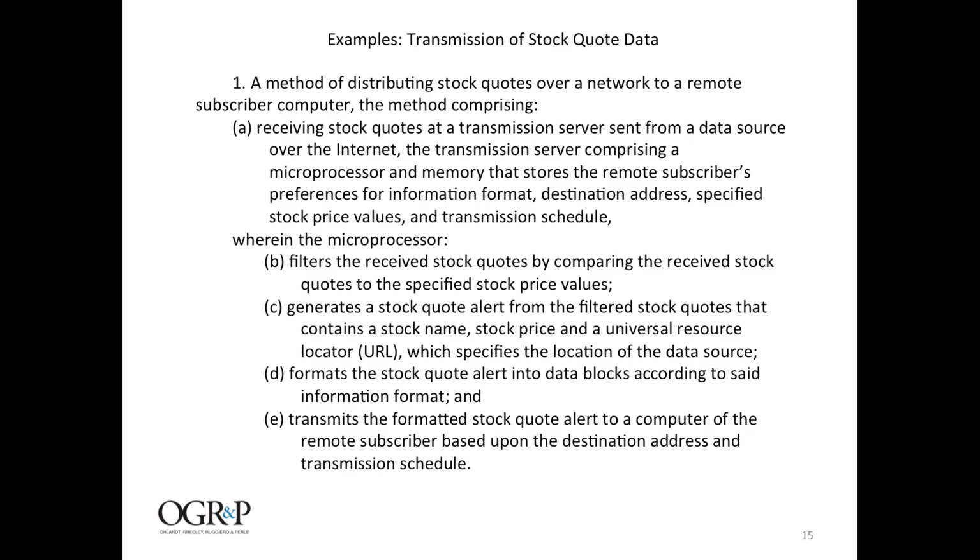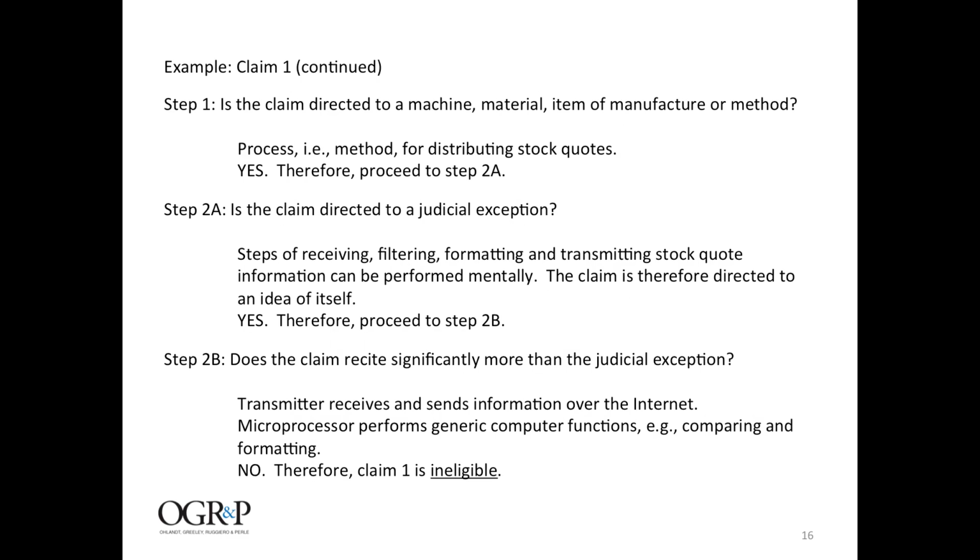Okay? So I'm not going to read through each and every word here, but example number 1 is a method of distributing stock quotes over a network to a remote subscriber. And then I've highlighted 5 steps, A, B, C, D, and E. In brief, A is receiving stock quotes, B is filtering, C generates a stock quote alert, D formats the alert into data blocks, and E transmits the formatted stock quote alert. Okay? You can read the rest of the words on this example if you want to do so. But I want to move ahead to the next page where we're going to apply the flow chart.